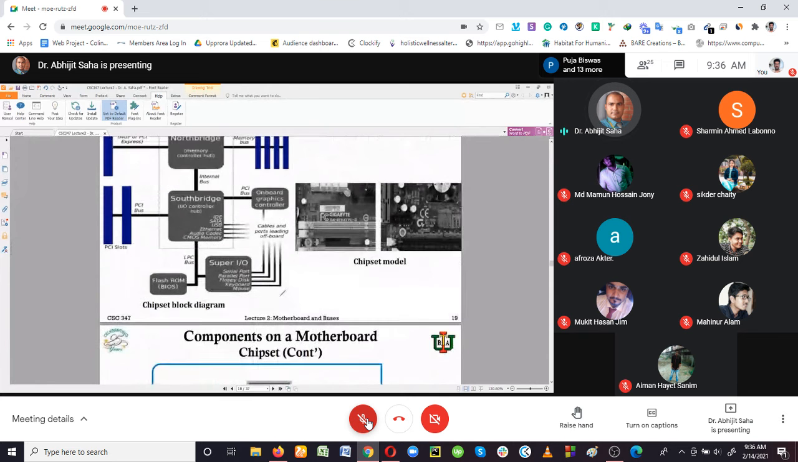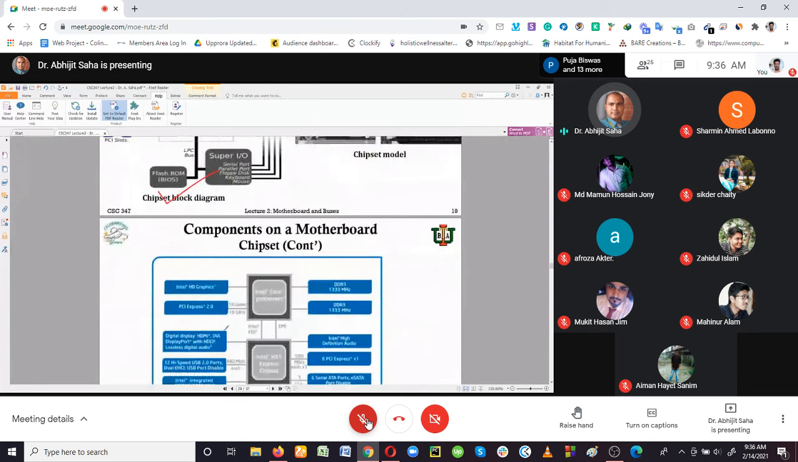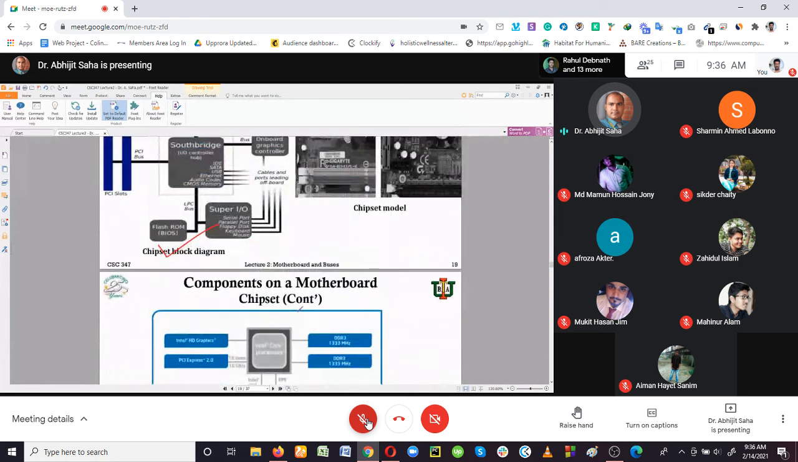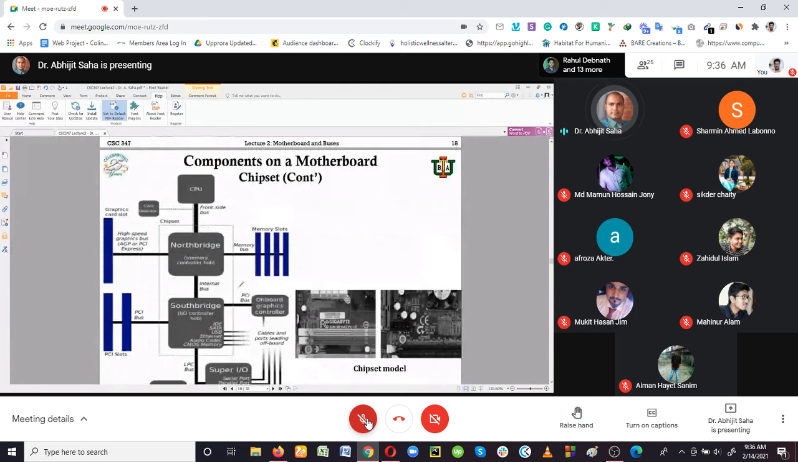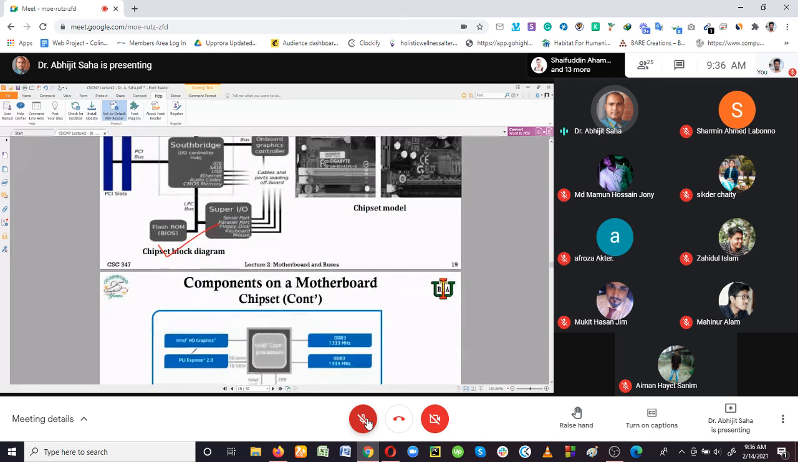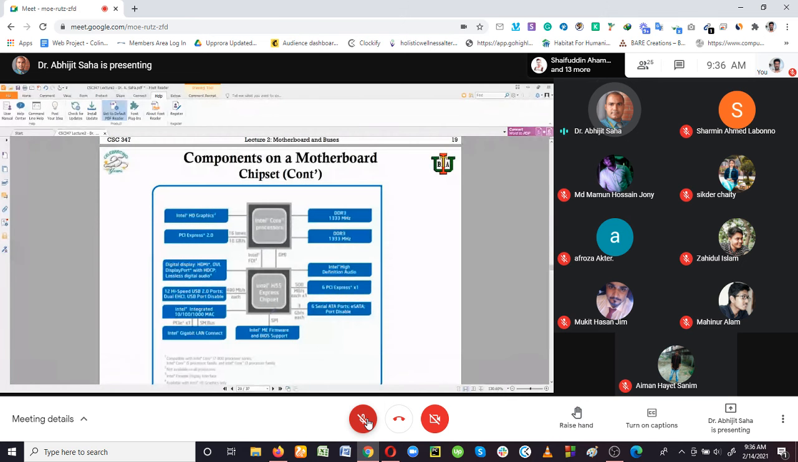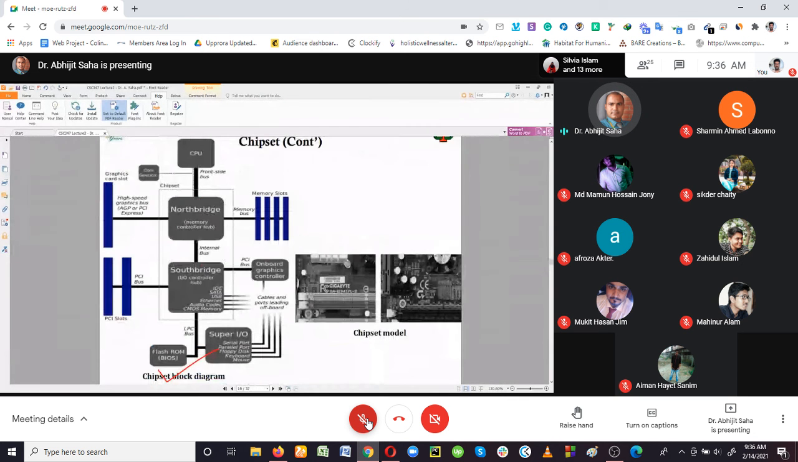When I was discussing this block diagram, I said that you should practice these two. You should draw them at home a minimum of 3 to 4 times, so that you can easily remember each and everything. You should have a snapshot of this chipset block diagram in your memory, so that you can easily understand how things are connected in a computer system.